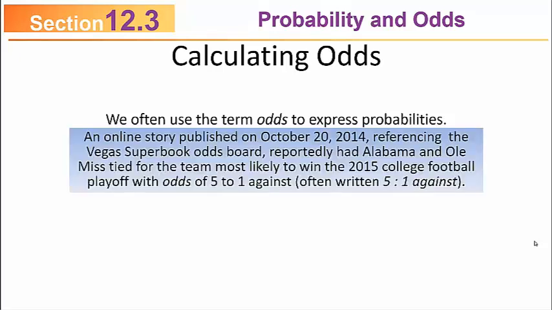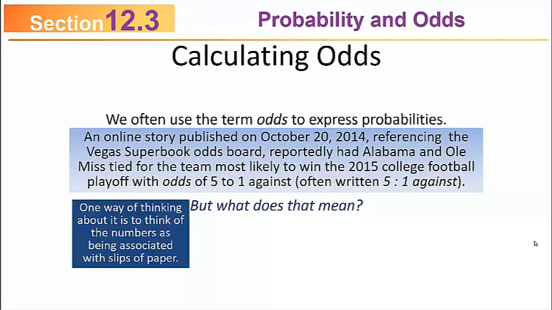An online story published on October 20th, 2014, referencing the Vegas Superbook odds board, reportedly had Alabama and Ole Miss tied for the team most likely to win the 2015 college football playoff with odds of 5-1 against, which we often write 5:1 against. Turns out that neither of them won it that year, but nevertheless, what does that actually mean?